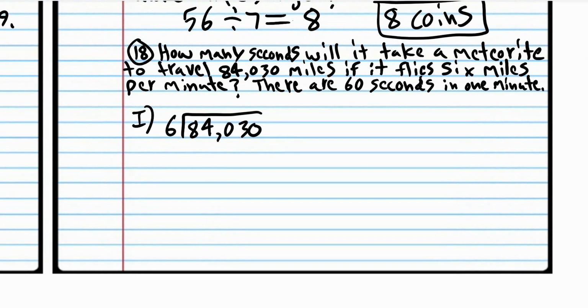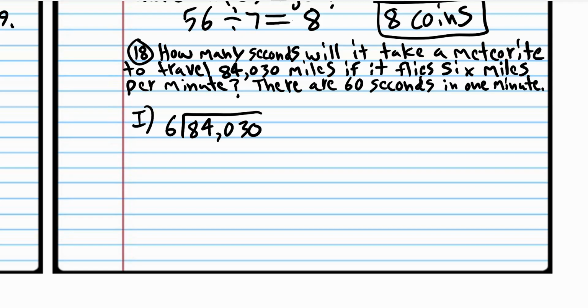Why is it called division? Because you're dividing 84,030 into 6 equal parts. But you're also saying how many times 6 can go into 84,030. But again, you don't need to know all that. You just need to do the long division algorithm. How many times does 6 go in? Let's do it. So we first start off, again, we're going to do cycles.